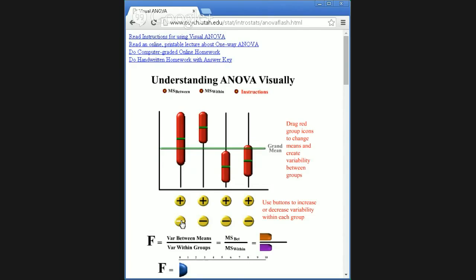Now, as I start changing one of these variances, notice how the denominator, the within groups, is getting smaller, but the numerator is staying exactly the same. That's because all that goes into the calculation in the numerator is where these means are, and I didn't change that. But I am changing the within group variance. Okay, so I hope that makes clear what this within group and between group variance is.